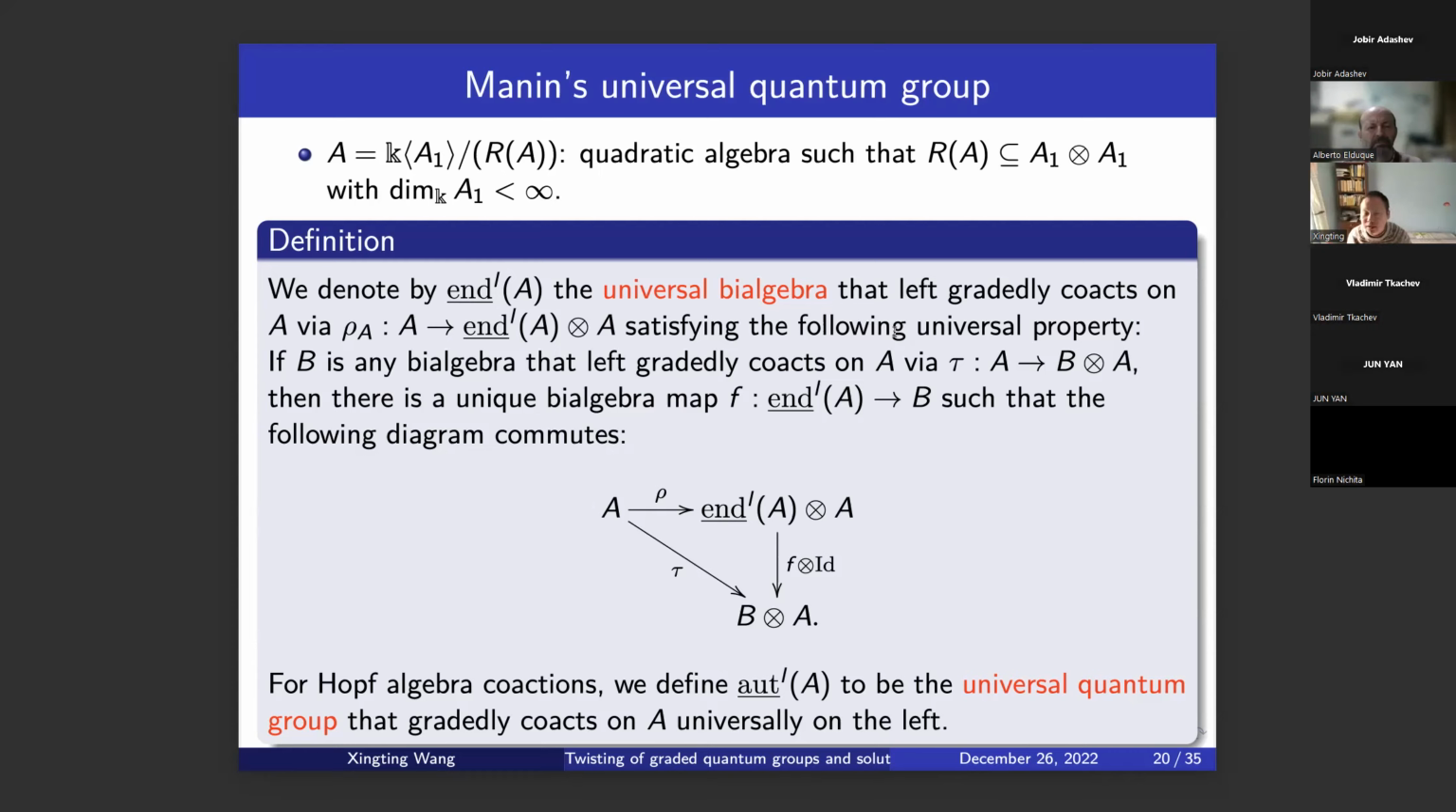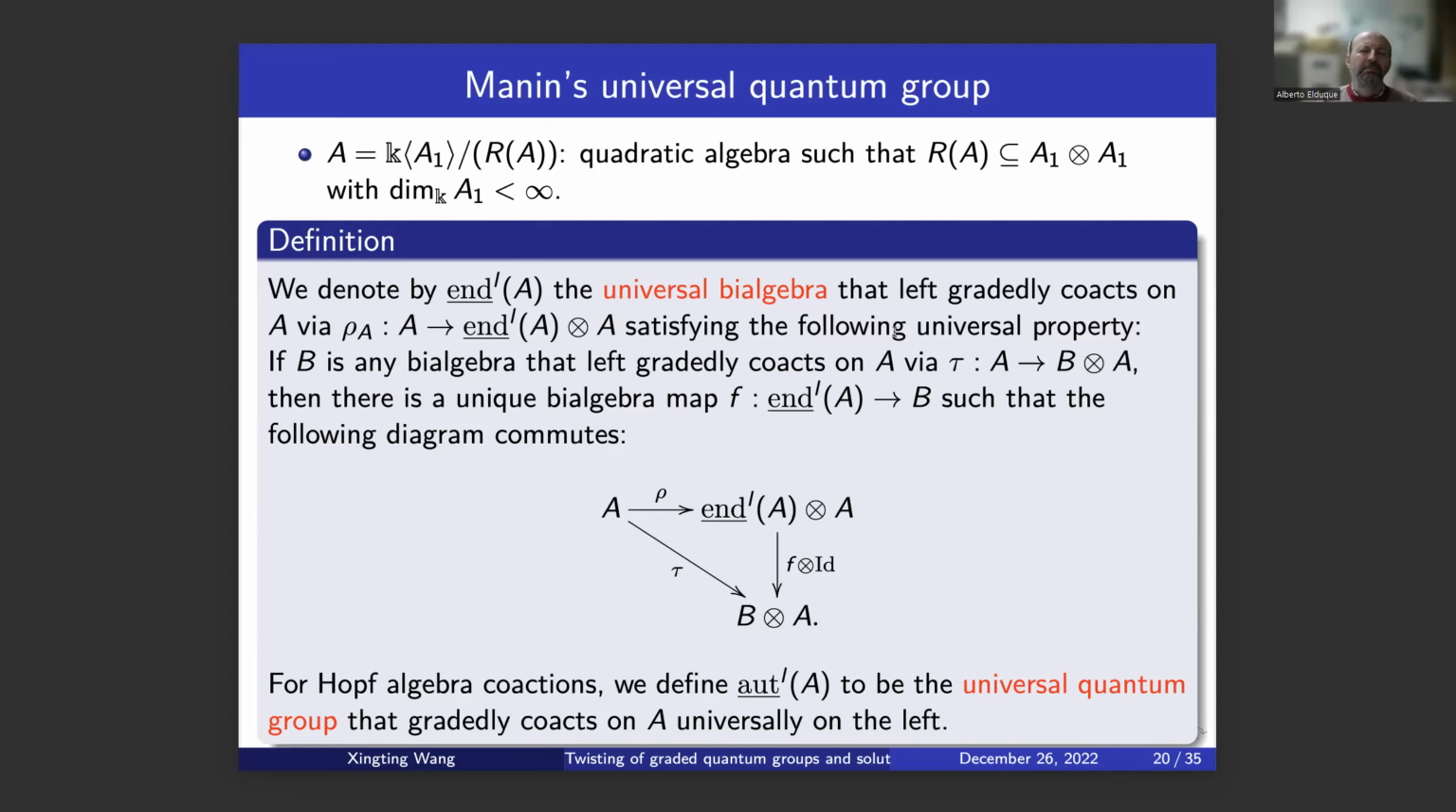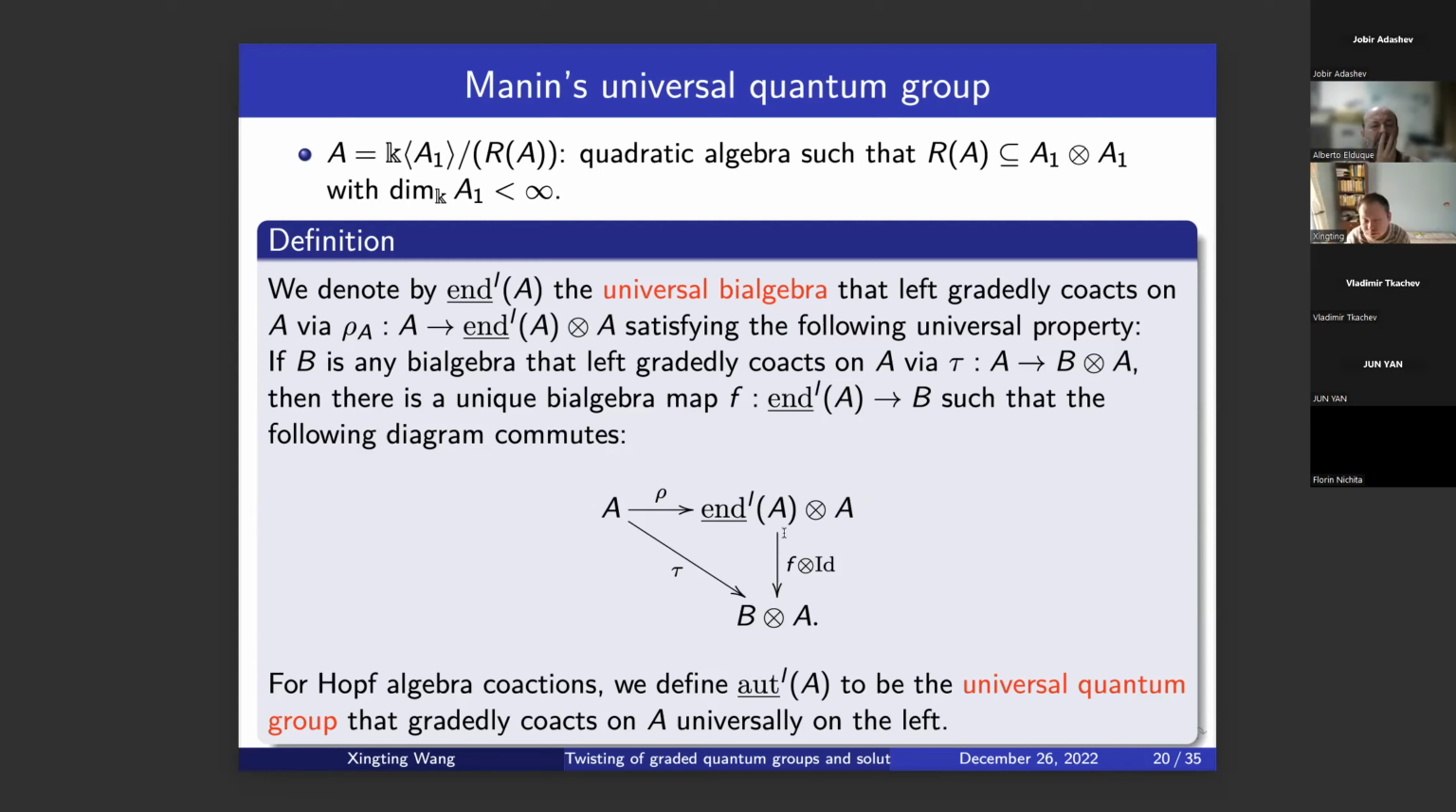One of the flavors of that is using universal properties. So I consider all the possible coactions on A. What is a coaction? Maybe I should quickly say that. It's just comodules. You have a comodule over B, where the comodule structure respects the multiplication of A. That's what we usually call a bialgebra coacting on A.